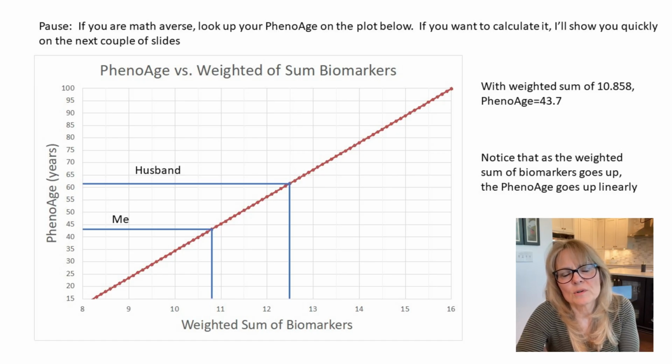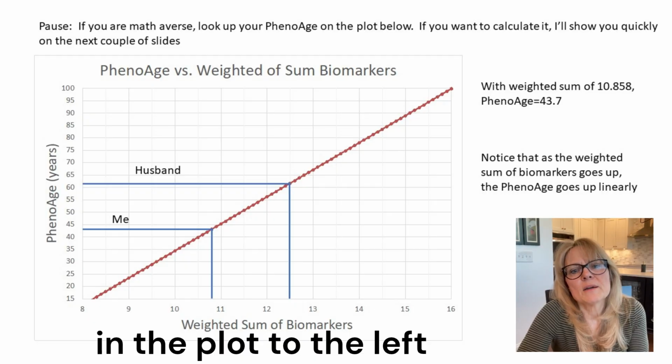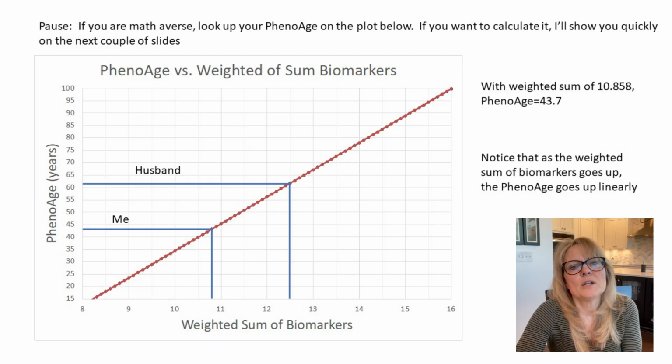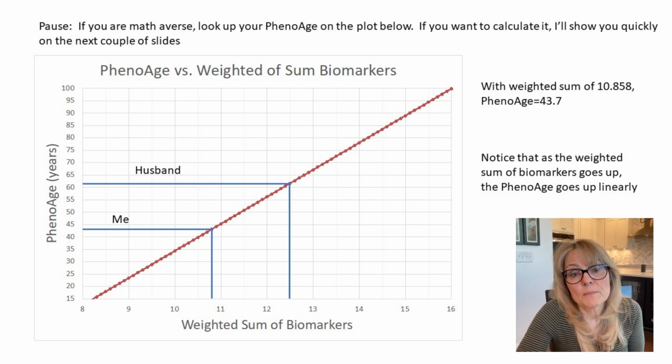Okay, once you've got what I'm calling the weighted sum of your biomarkers, let's pause here for a second. If you're math averse, and I totally get it, we don't need to go further. You can just look up your PhenoAge from your weighted sum of your biomarkers in the table below. So remember, I said mine was 10.8, so I would look on the x-axis for 10.8, go up to the red curve, and then go over to the PhenoAge. And again, my biological age, or PhenoAge, was 43.7.